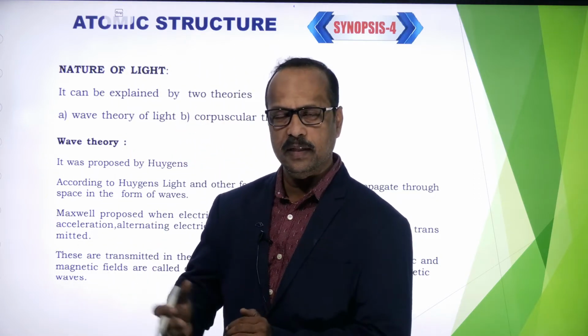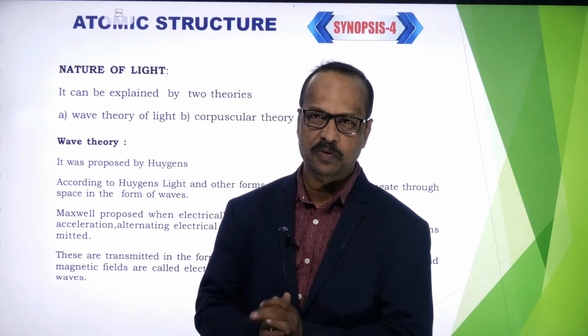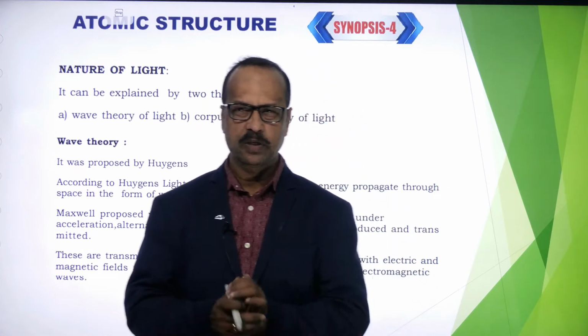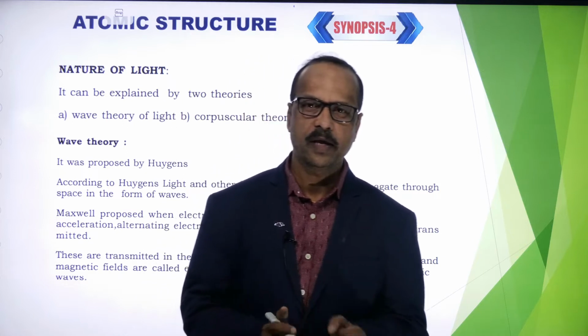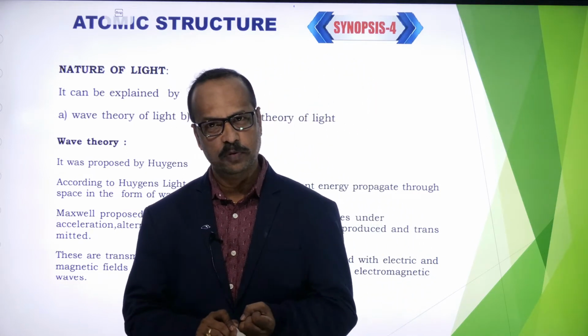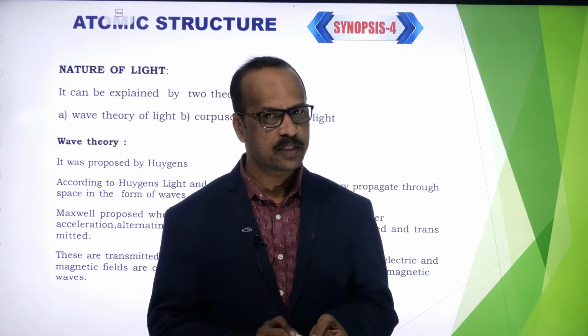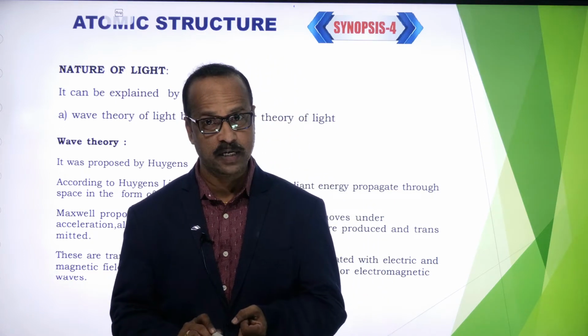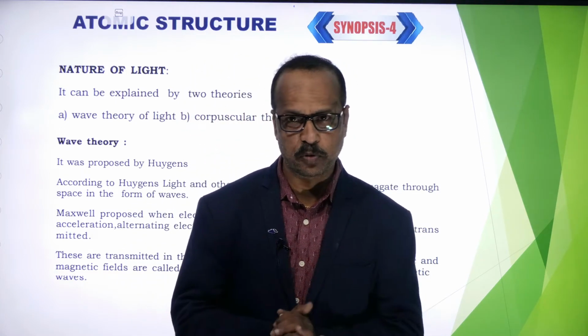So what is there in the light that makes things visible? To explain the nature of light, various theories were proposed. This we already discussed, just briefly. Newton proposed the corpuscular theory, Huygens proposed the wave theory, and Maxwell proposed the electromagnetic theory. Like this, many theories were proposed.